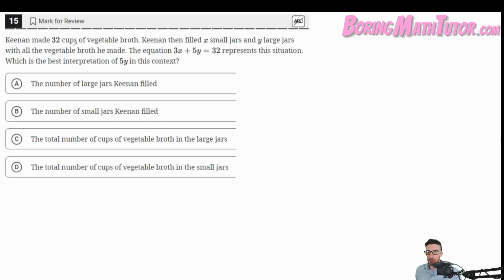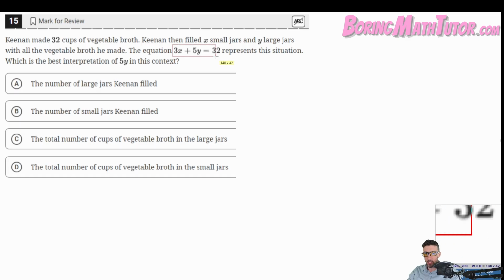Keenan made 32 cups of vegetable broth. Keenan then filled x small jars and y large jars with all the vegetable broth he made. Whatever. We don't really need to read this because this is a particular problem type where they're saying that the equation blah blah blah represents a situation, and they're asking what's the best interpretation of the 5y.